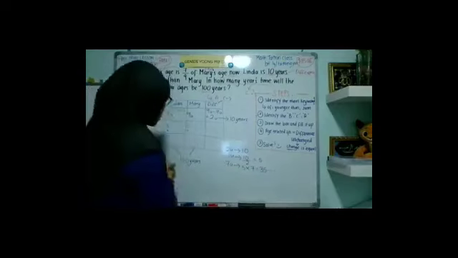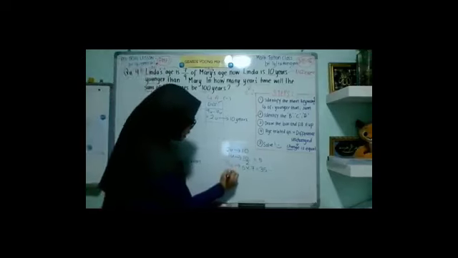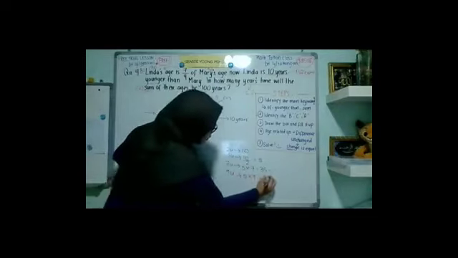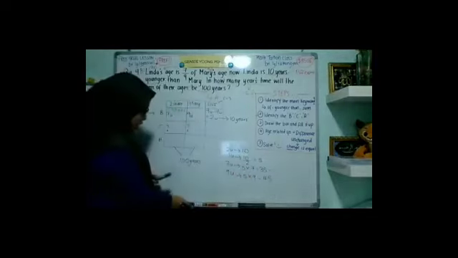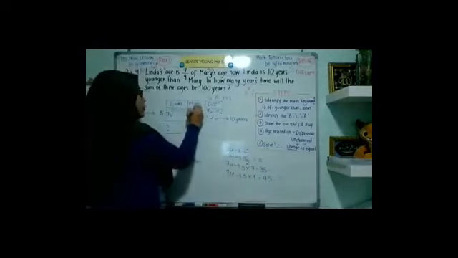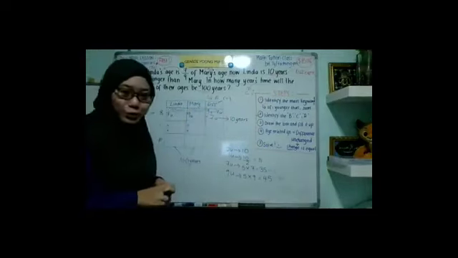Next, I want to find Mary. Mary is 9 units. So 9 units is 5 times 9, which equals 45. Whose age is this? This is Mary. So I know Mary, and I put here 45 years. Okay, are we done? No, we're not done yet.